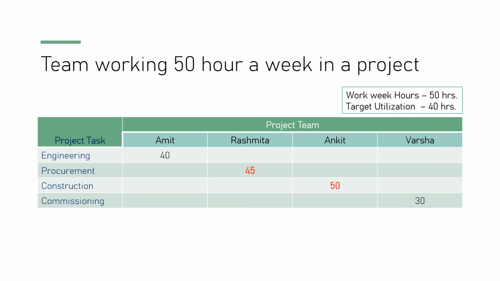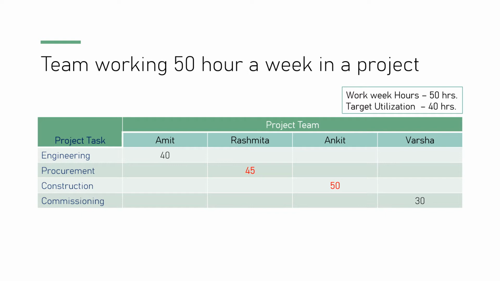Let us take an example wherein a team is working 50 hours a week in a project. Here the various attributes we can talk about are engineering, procurement, construction, commissioning. Amit is working 40 hours, Rashmita 45, Ankit 50, Varsha 30. Here we have a work week of 50 hours and a target utilization of 40 hours. We can see Rashmita and Ankit are greater than the target utilization of 40 hours, at 45 and 50.